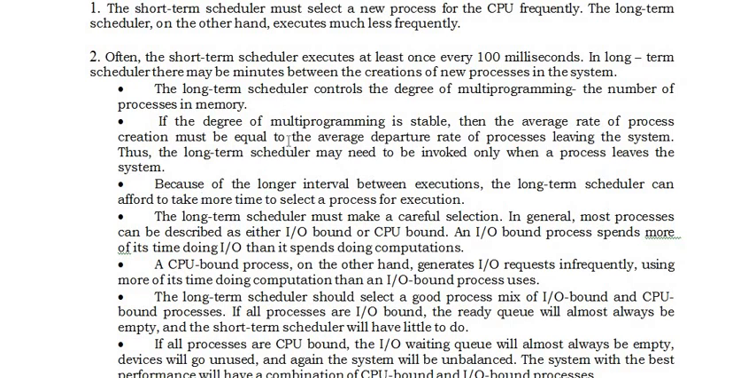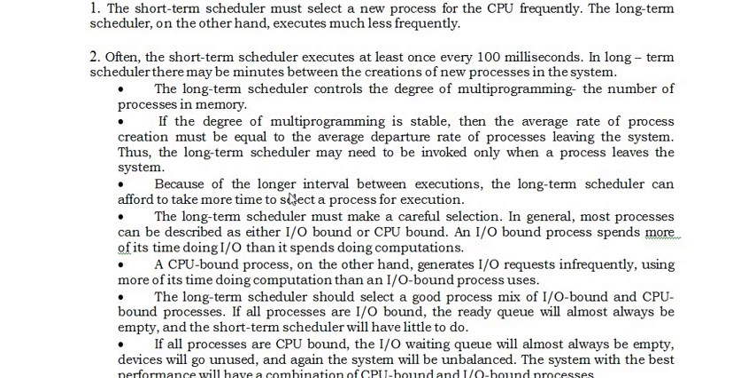So here, in these two points, they are talking about the long-term scheduler in the concept of multiprogramming. The long-term scheduler controls multiprogramming. Multiprogramming means that more processes are running in memory. If the degree of multiprogramming is stable, the average rate of process creation must be equal to the average departure rate. Departure means completion rate. So the number of processes we are creating should be equal to the average completion rate of the processes, when they leave the system. Thus the long-term scheduler needs to be invoked only when a process leaves the system, that is, when a process leaves the CPU.